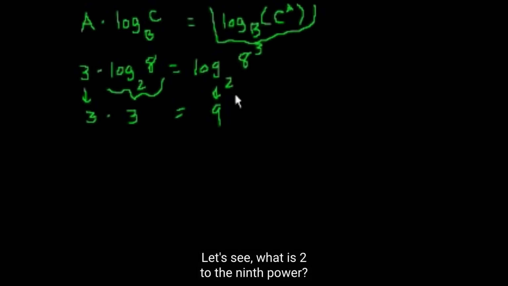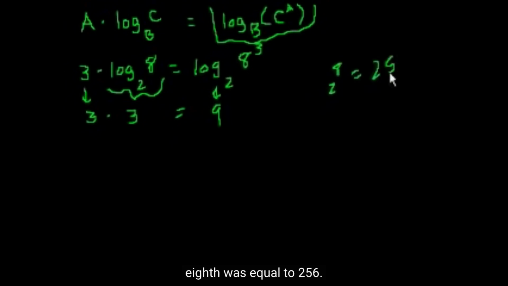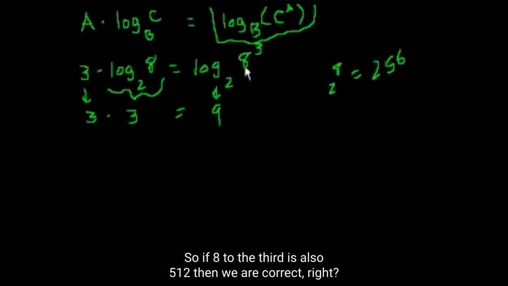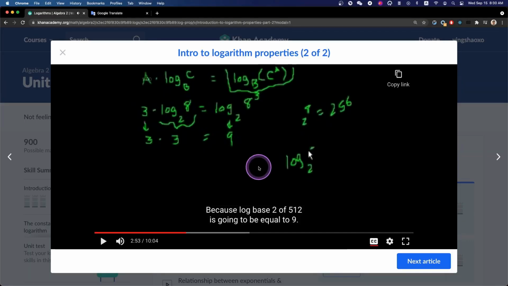So let's see. What is 2 to the 9th power? Well, it's going to be some large number. Actually, I know what it is. It's 512, because in the last video we figured out that 2 to the 8th was equal to 256, and so 2 to the 9th should be 512. So if 8 to the 3rd is also 512, then we are correct, right?